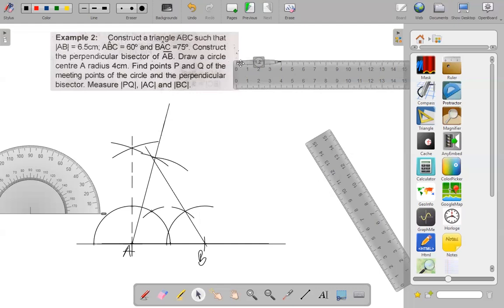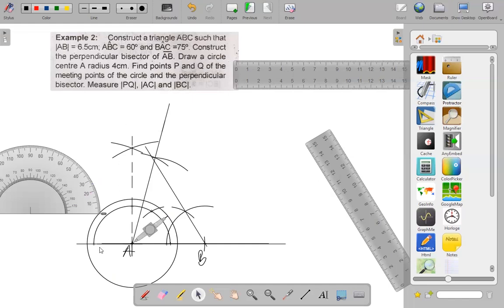Then take the stick point, because the instructions say with center A, draw a circle. Place the stick point on A and then draw the circle. That is a circle. And then find points P and Q, the meeting points of the circle and the perpendicular bisector.